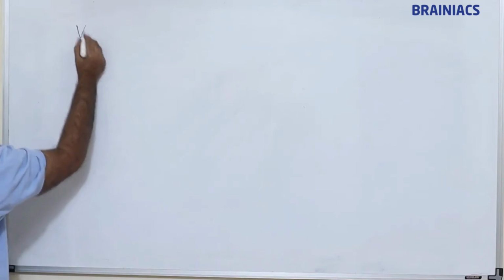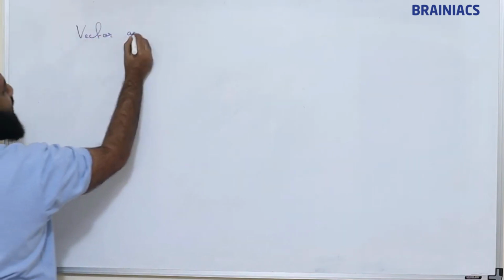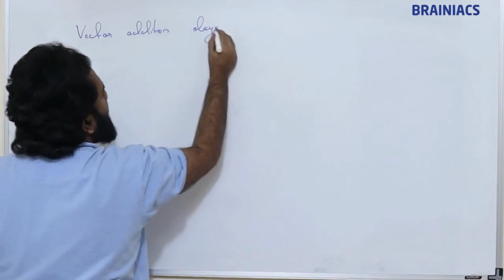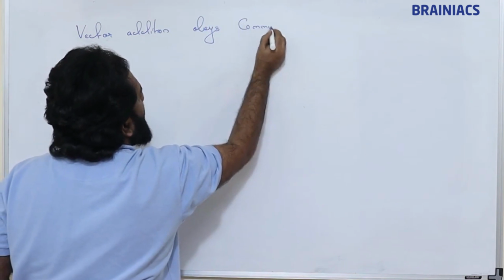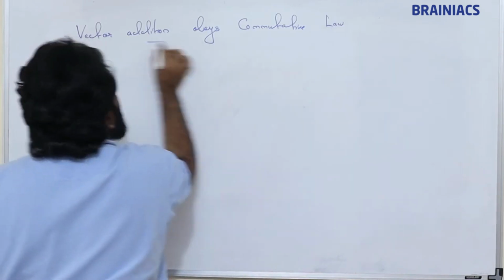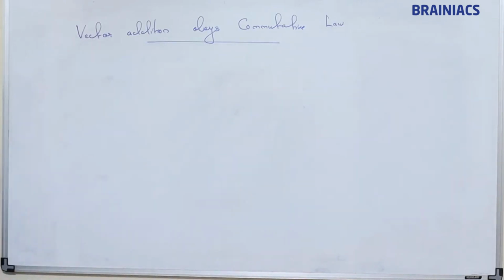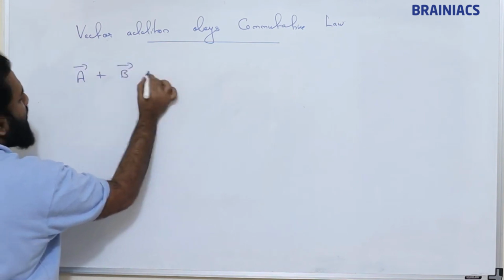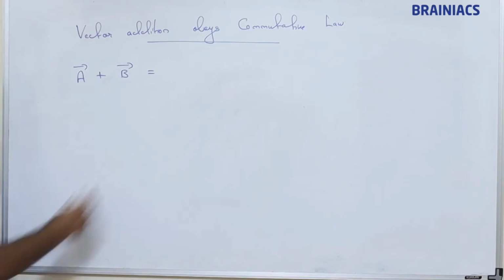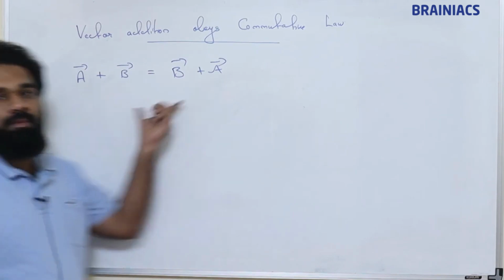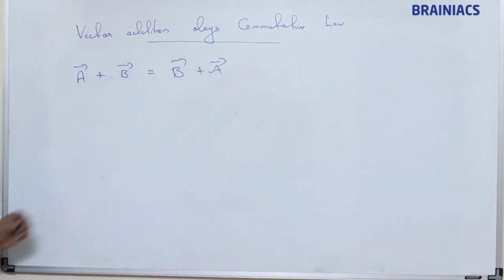Next point which we need to study is vector addition. Vector addition obeys the commutative law. Commutative law is nothing but vector A plus vector B must be equal to vector B plus vector A. Okay, vector A plus B must be equal to vector B plus vector A.